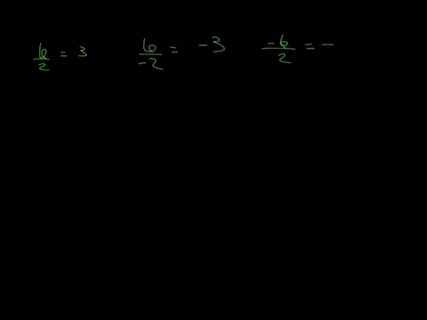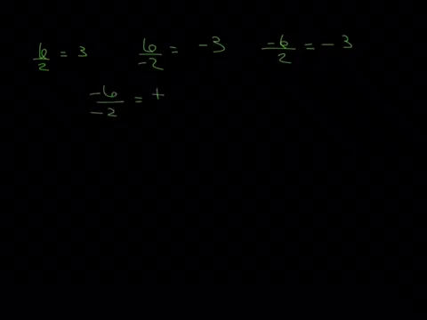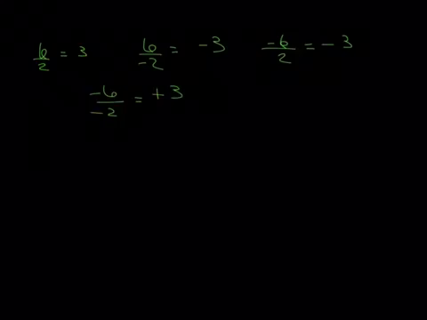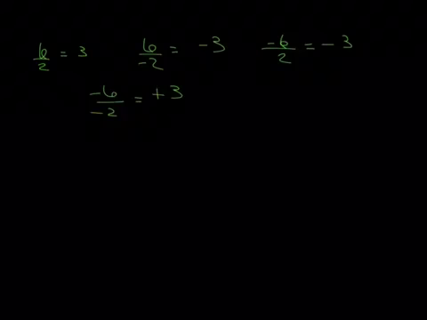Okay, so if I have 6 divided by 2, 6 divided by 2 is 3. 6 divided by negative 2. I have an odd number of negatives, so I know my answer is going to be negative. Then I just do 6 divided by 2 is 3. Negative 6 divided by 2. I have an odd number of negatives. My answer is negative. 6 divided by 2 is 3. Negative 6 divided by negative 2. I have an even number of negatives, so my answer is positive. 6 divided by 2 is 3. Okay? That's pretty much all there is to that.